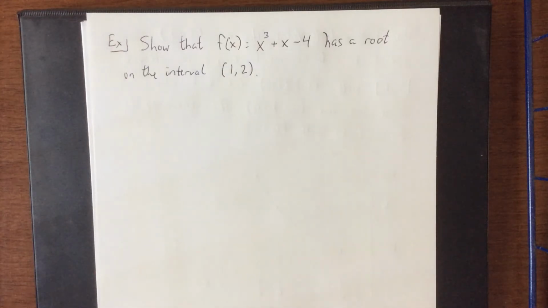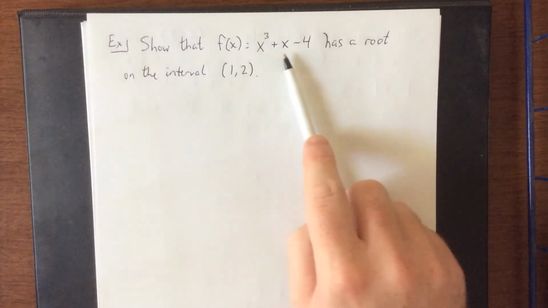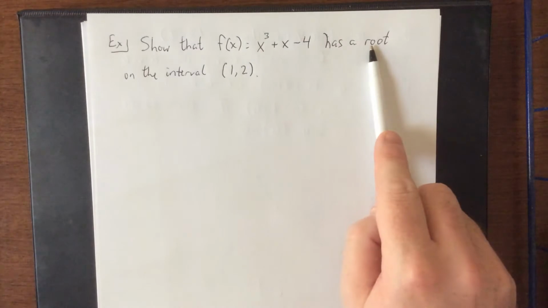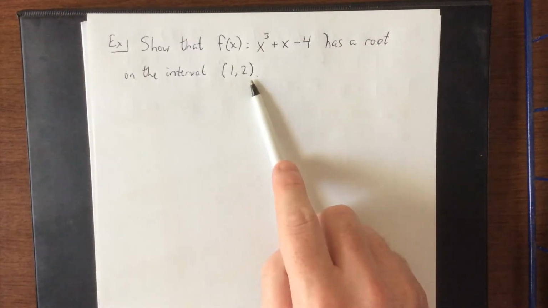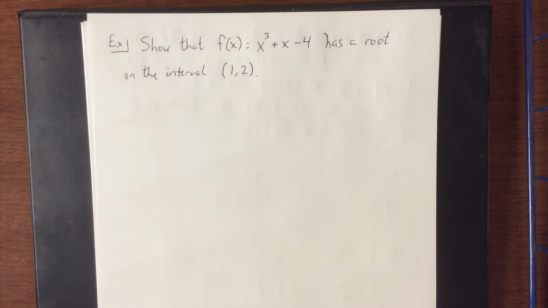So now let's make use of that intermediate value theorem with the following example. We're going to show that the function f of x equals x cubed plus x minus 4 has a root somewhere on the interval from 1 to 2. Now, we are going to use a graphing calculator to supplement this, so if you don't already have it out, go ahead and pause the video and grab your graphing calculator.